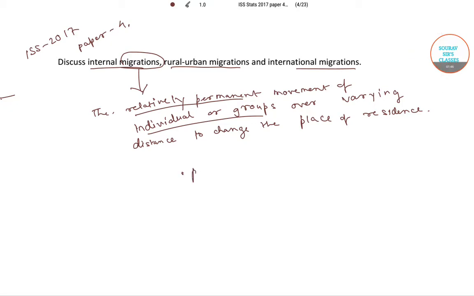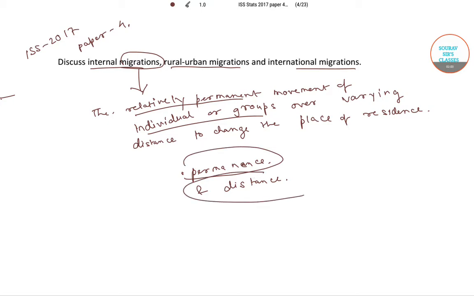Here the permanence and distance, these two are the major defining dimensions of migration. So, what is migration? Migration is relatively permanent movement of individuals or groups over varying distance to change the place of residence. And permanence and distance are its major defining dimensions.